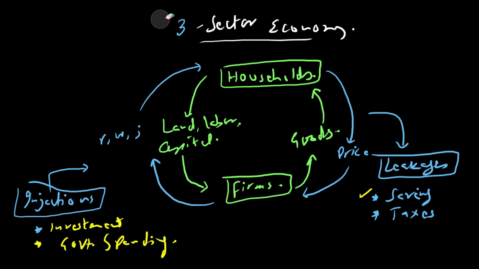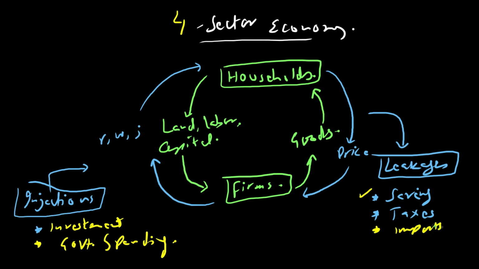Now we are moving to the four sector economy. I'll just make amendments in the same circular flow of income. I'll add four sector economy here. All else will remain the same in the circular flow of income. Only leakages and injections will include one additional component. For example, now leakages will include imports.